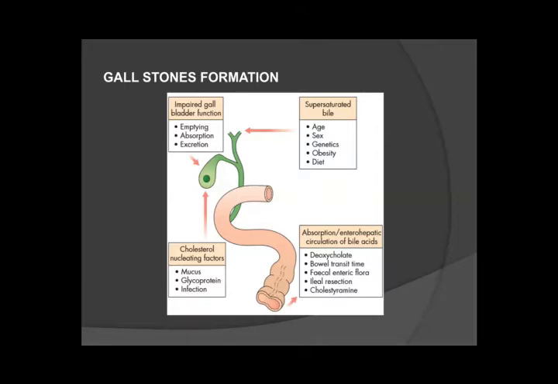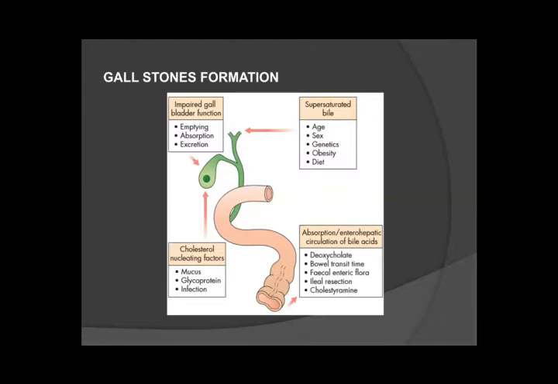Further on, we look at impaired gallbladder function. Impaired gallbladder function can consist of three things: impaired emptying of the gallbladder, impaired absorption of the gallbladder, and impaired excretion of the bile salts. And then lower down, we have the cholesterol nucleating factors, such as mucus glycoprotein and infection, that can also lead to gallstone formation.